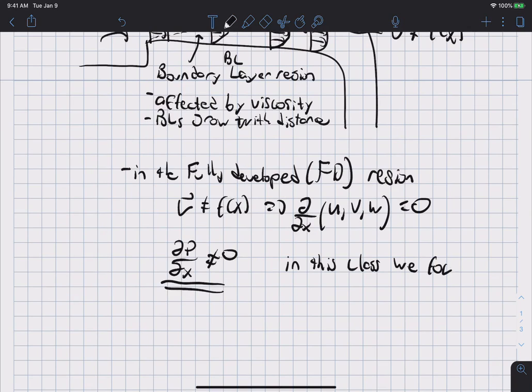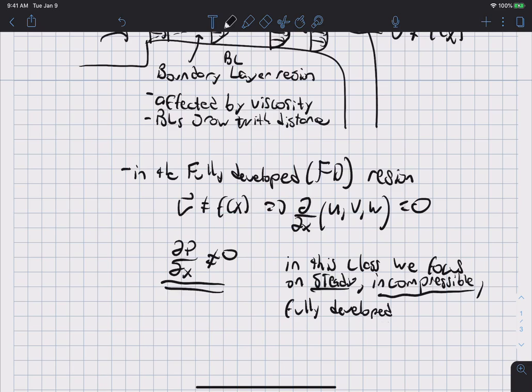Okay, and so in this class, we focus on steady, incompressible, fully developed pipe flow. Okay, and relaxing any of those assumptions adds a lot of challenge to the calculation. Okay, and so in this class, again, we're going to focus on steady, incompressible, fully developed flow in pipes and ducts.